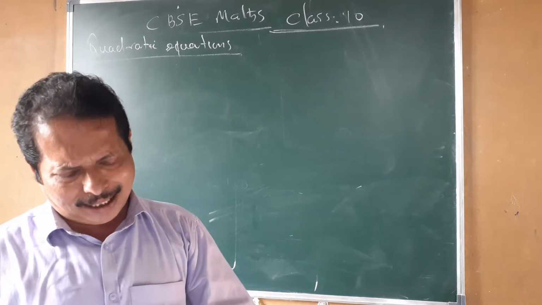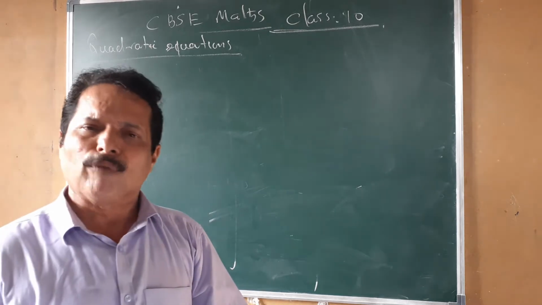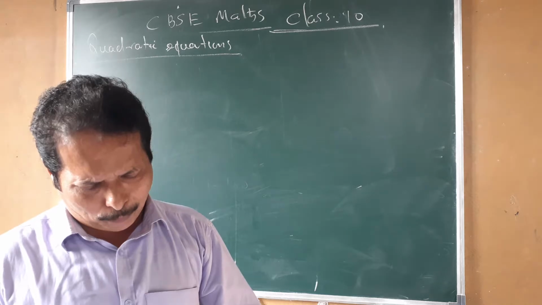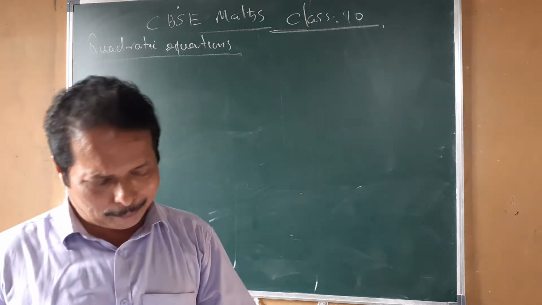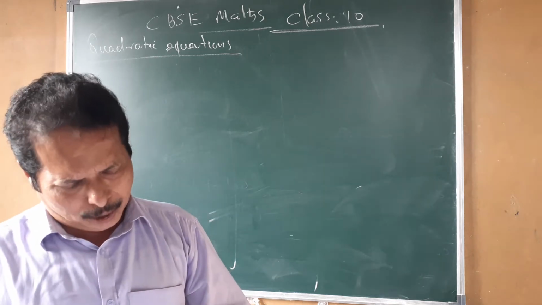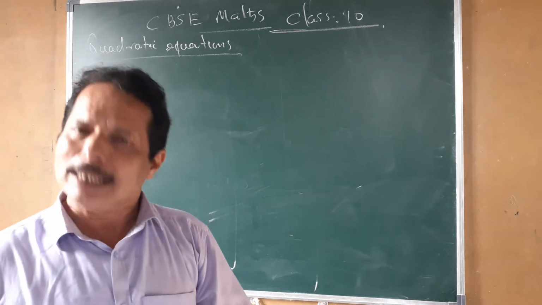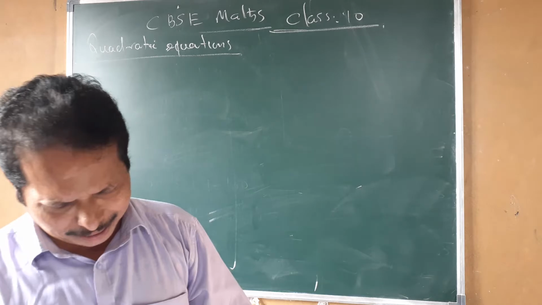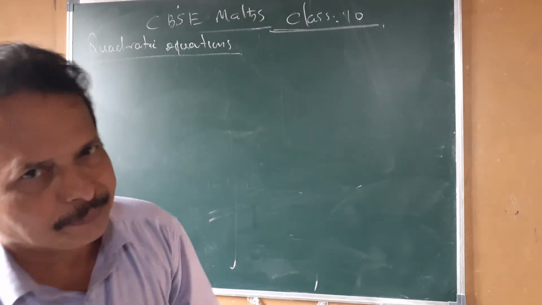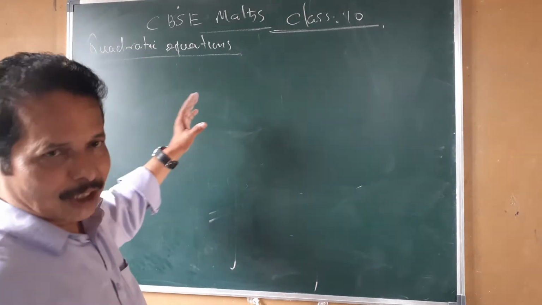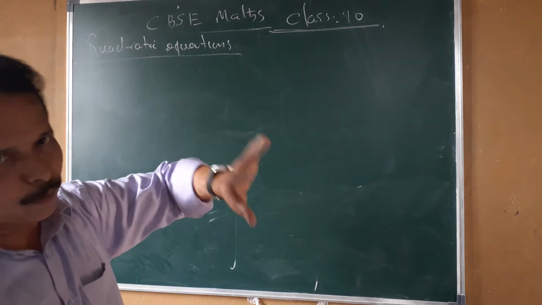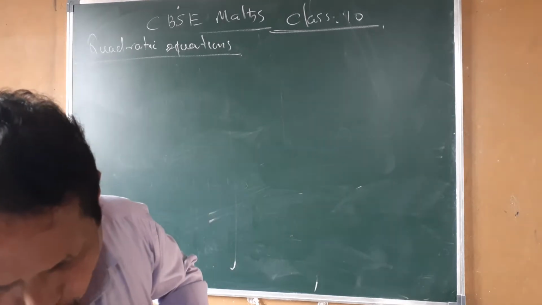A train travels 360 km at a uniform speed. If the speed had been 5 km per hour more, it would have taken 1 hour less for the same journey. Find the speed of the train. So a train is traveling at a uniform speed. It travels 360 km.